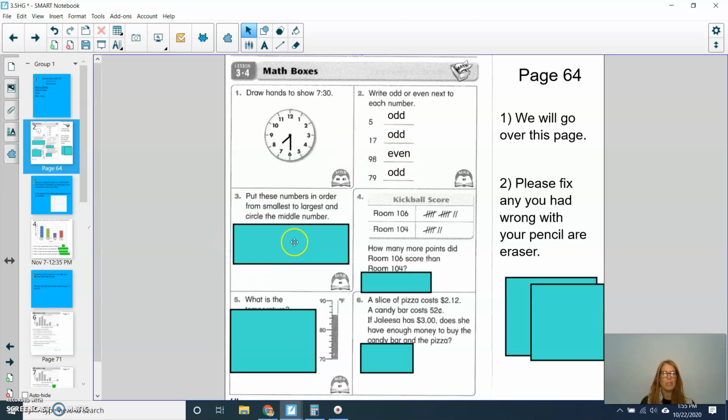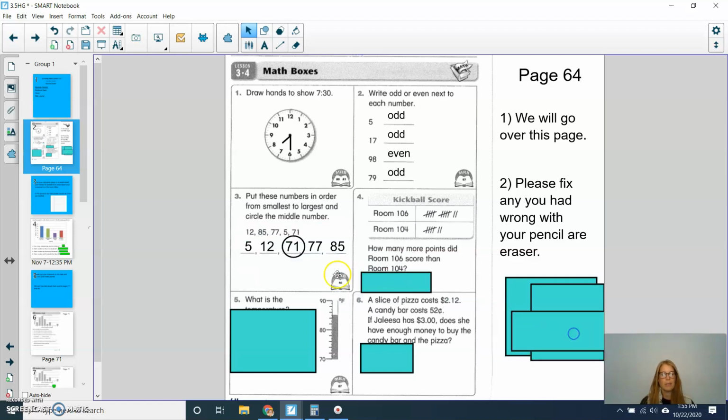For question number 3, put these numbers in order from smallest to largest and circle the middle number. So I have the numbers 5, 12, 71, 77, and 85, and my middle number was 71. For question number 4, how many more points did room 106 score than room 104? And I can see that there are 5 more points.